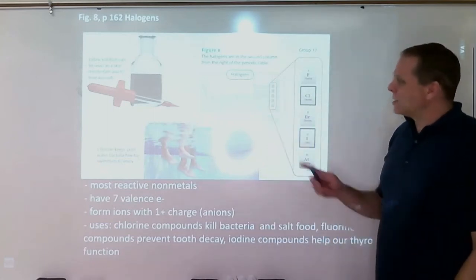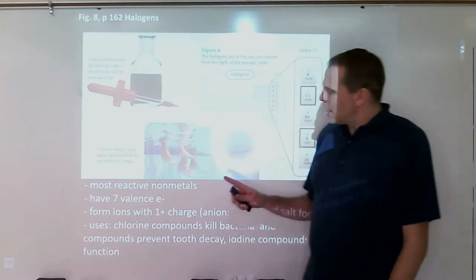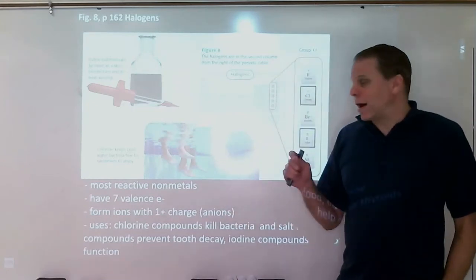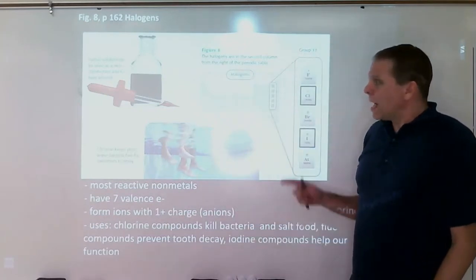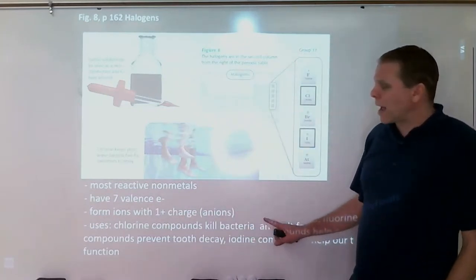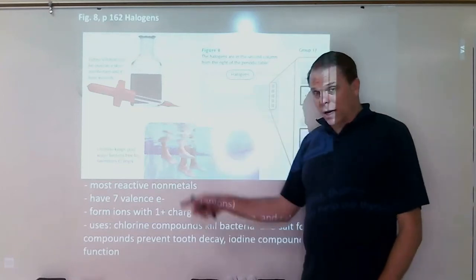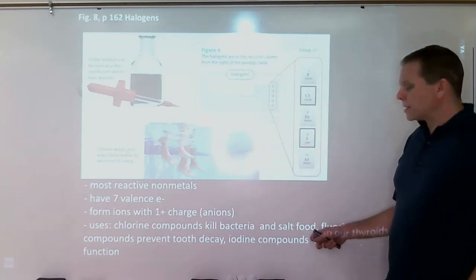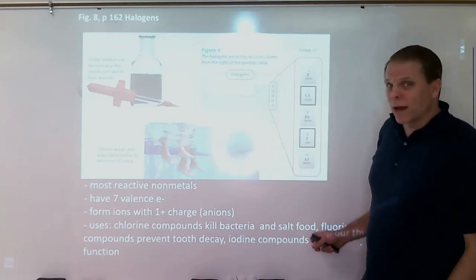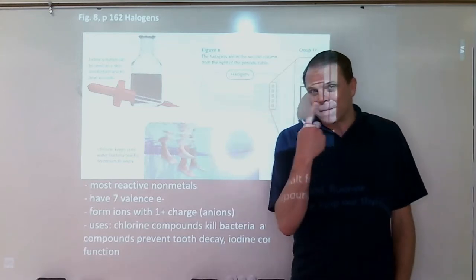Halogens, group 17, okay? These guys all have 7 total valence electrons, but they want 1 more to get that full octet. And so they're going to be very reactive. These are the most reactive of our nonmetals. Okay, you're going to see we're going to use chlorine compounds to kill bacteria, right, in swimming pools. It's going to be part of our salt, right, sodium chloride. We can use fluorine compounds for our teeth.